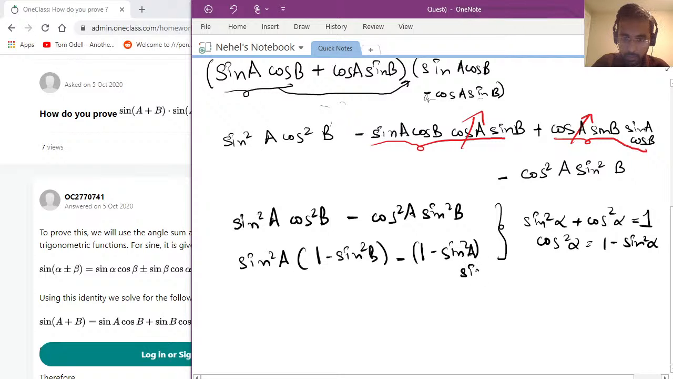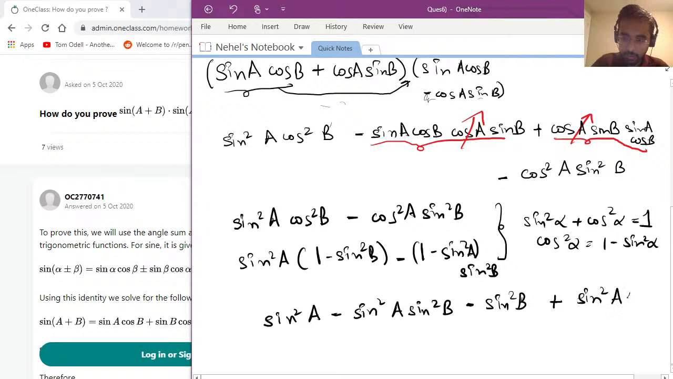times sine square B. So if we do this multiplication, what we would get is sine square A minus sine square A sine square B, and then on this side we would get minus sine square B plus sine square A sine square B.